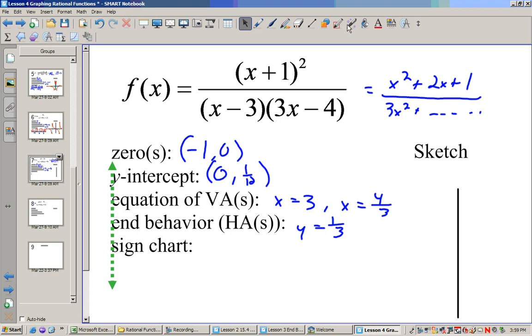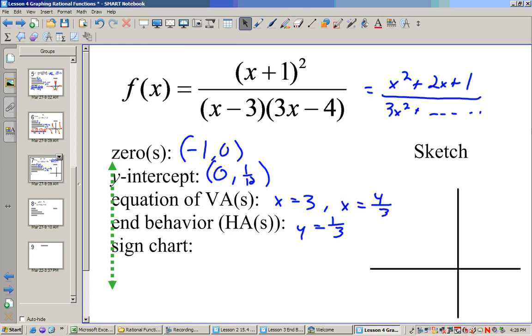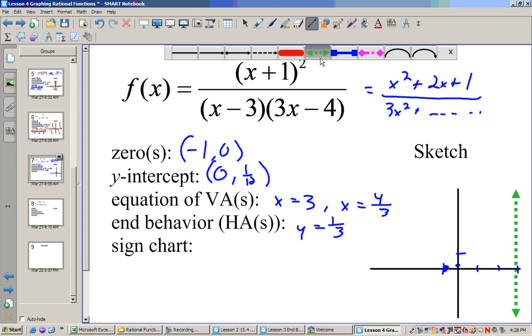Let's pull it over here. And if I graph the rest of this out, all right, the 0 is at negative 1. The y-intercept is at 1/12, so it's really close to 0. The vertical asymptotes are at x equals 3 and x equals 4/3. So if I go 1, 2, 3, we could draw another one at 4/3.